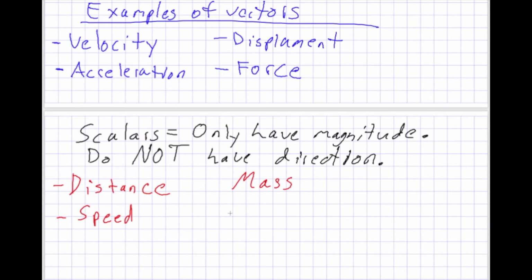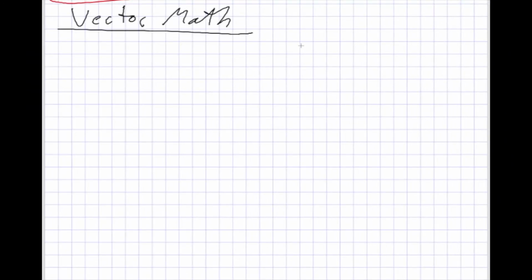We are not able to have a negative mass. It does not exist. And then lastly, the other thing would be time. And again, there are tons of examples of scalars out there, but these are the main ones that we're going to focus on.